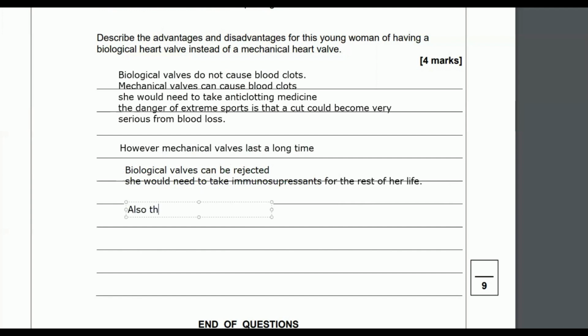Also, there may be a waiting list for donors. So what that means is there might be a lot of young children in front of you. She may have to wait a long time before she receives an organ, and it might be hard for them to find an organ that matches her biology perfectly. So that's one of the other issues as well. And you just really need any 4 of these things to get yourselves all 4 marks. So any 4 of these would get you all 4 marks.